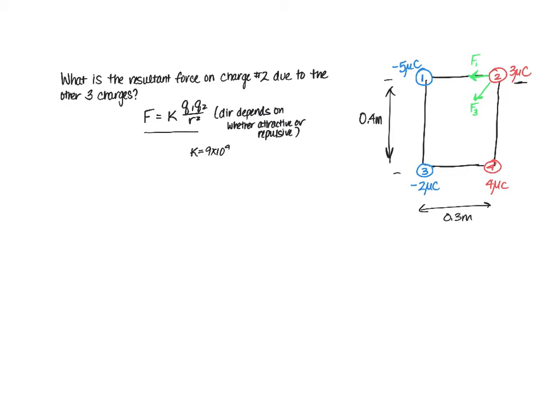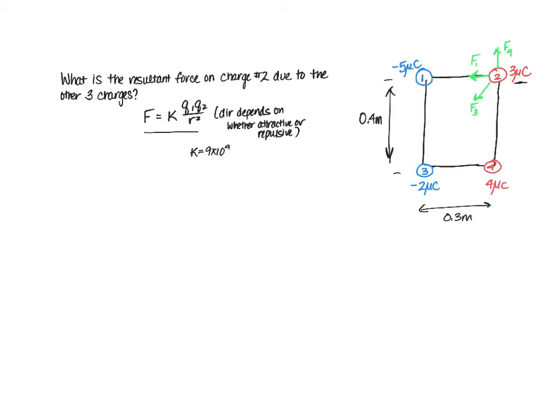Finally, we're going to think about what is the force that charge number 4 exerts on charge number 2. Now, in this situation, both of the charges are positive, so the 4 microcoulomb charge is going to repel it. So that force is going to be up, indicating repulsion, and I'm going to call that F4. All right, so now I've drawn the direction of the 3 forces that I have to add.